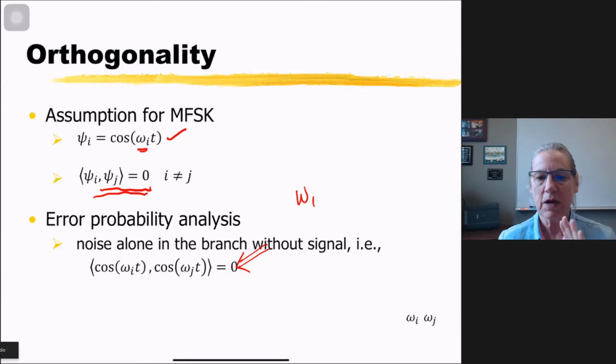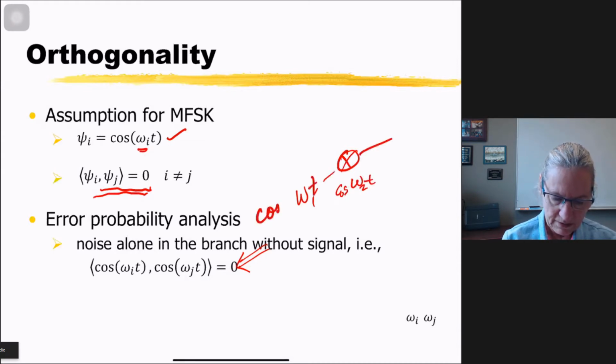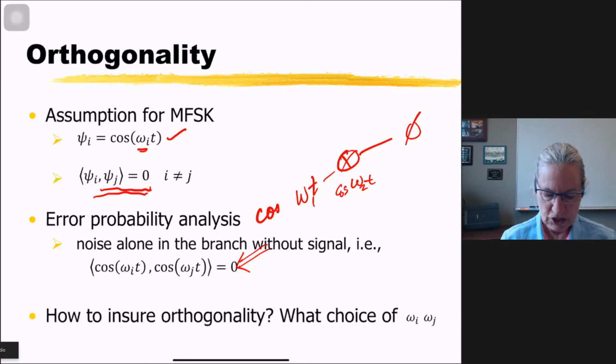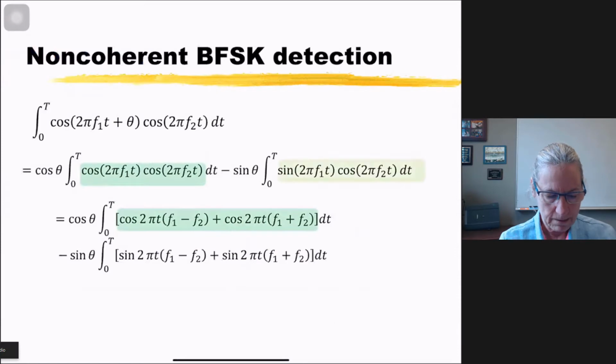And why is that? Because we did a correlation with cosine omega 2, and if I had a cosine omega 1, that would give me a 0 because they are orthogonal. So how can we assure orthogonality? And it comes down to what choice should we make of these pairs of frequencies to assure that this orthogonality assumption is valid? And that's the question I'm going to answer now.